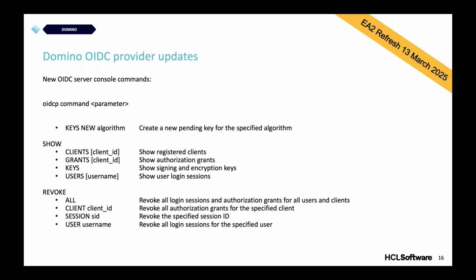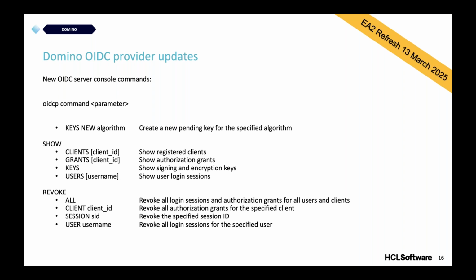OIDC is the new authentication method of choice these days, and Domino can be turned into an OIDC provider. For this, to provide better management capabilities, Early Access 2 Refresh provided a number of new server commands that I just wanted to mention here. So if you have configured Domino to be your identity provider as an admin, you can then use these commands to see which clients have been registered, what keys were issued, and so on. And you can also revoke them at the command line if necessary.